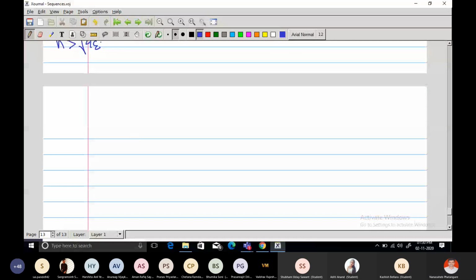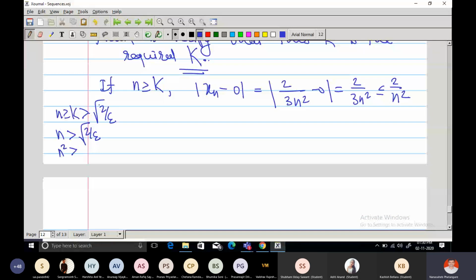Right? What does it mean? n square is greater than 2 upon epsilon. What does it mean? 2 upon n square is less than epsilon. Is this step correct? Yes, sir. Okay. So if n is greater than or equal to k, can I say that this quantity is less than epsilon?